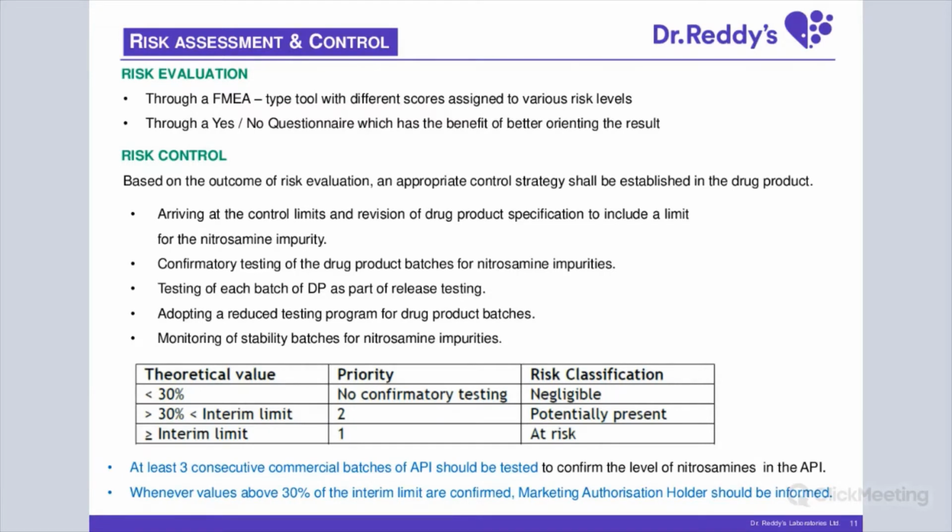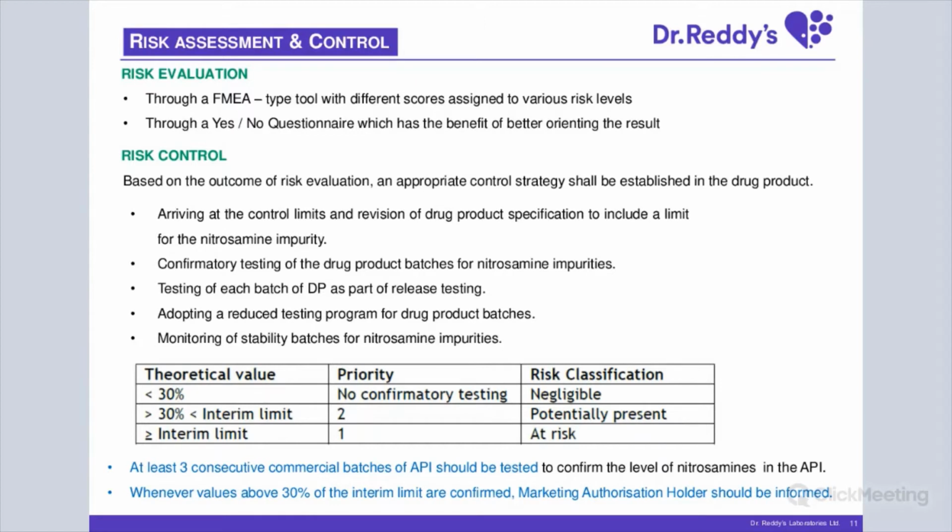So this slide talks about the risk evaluation. As a part of risk evaluation, it is suggested to do a thorough failure mode effects analysis. Basically, it is a type of tool with different scores assigned to various risk levels. Basically, we try to understand what the risk level is, whether it is high, medium, or low, based on the evaluation. Then there should also be a thorough checklist, a type of yes and no questionnaire.